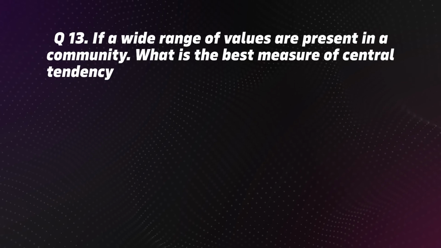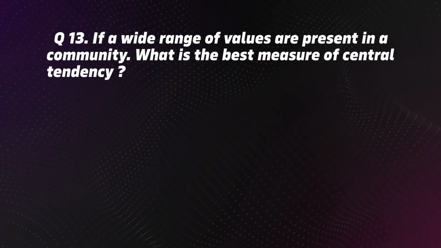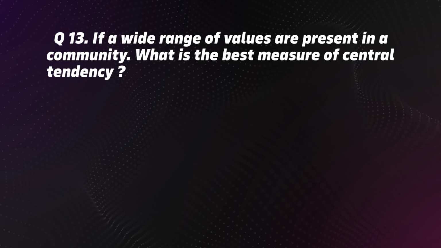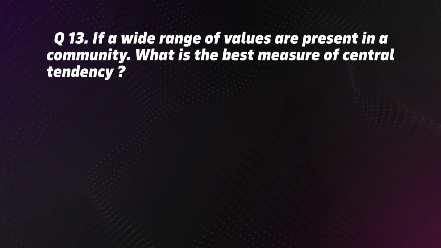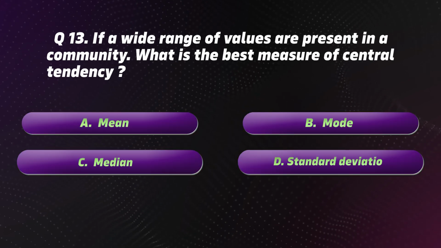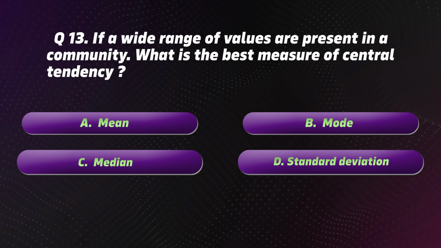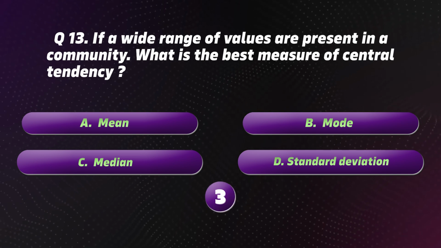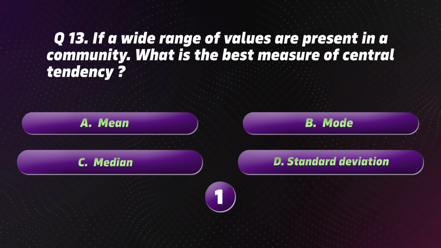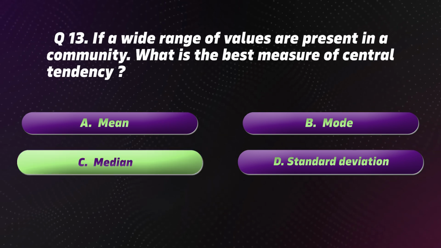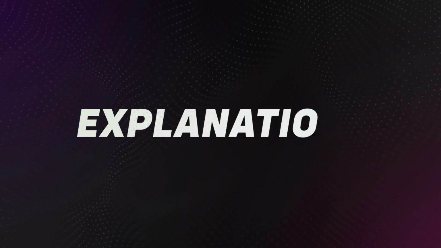Question 13. If a wide range of values are present in a community, what is the best measure of central tendency? Here are the options. A. Mean, B. Mode, C. Median, D. Standard deviation. And the correct option is C. Median. Here is the explanation.